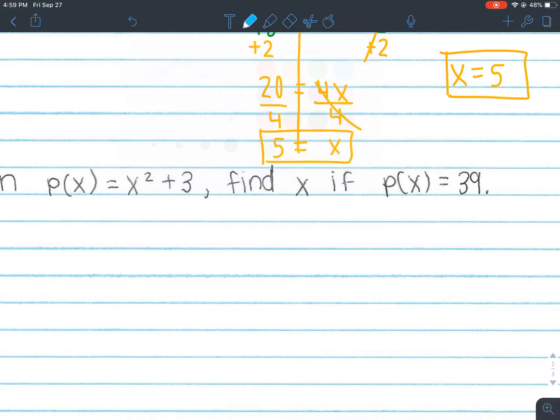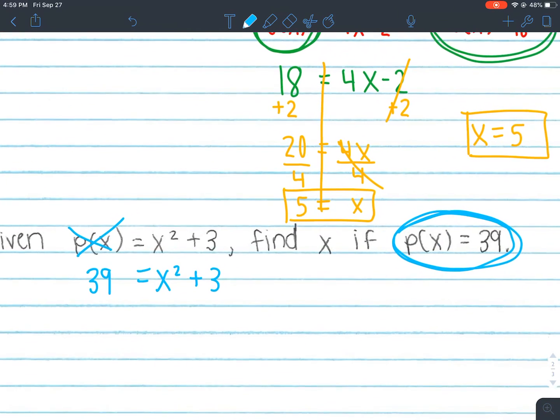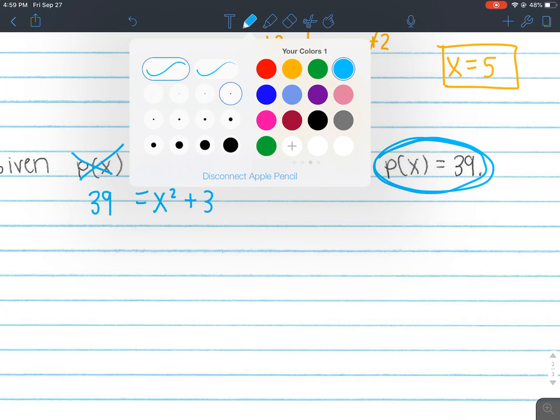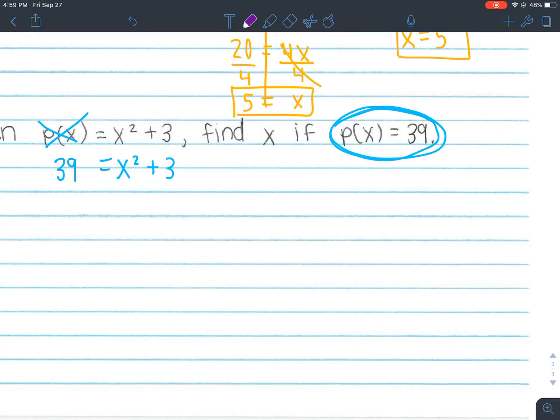Okay, p of x equals 39. It equals that. So this now goes away in the p of x, and that becomes a 39 because it says p of x is 39. So I'm going to go ahead and replace it. I'm going to plug it in for p of x. And this will be equals x squared plus 3. Now it's solve for x like normal. I don't want to use red. Let's use purple.